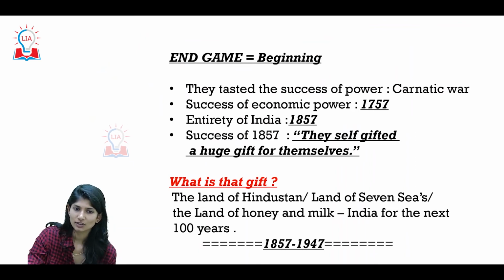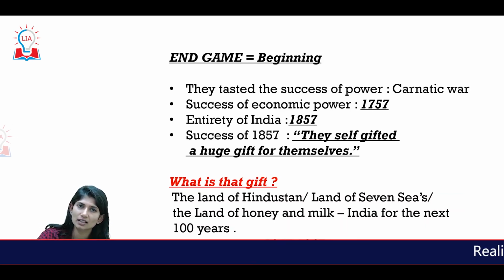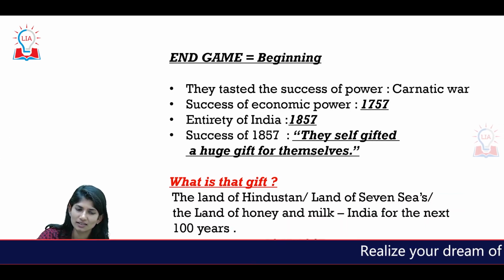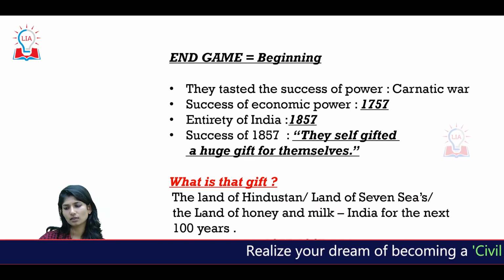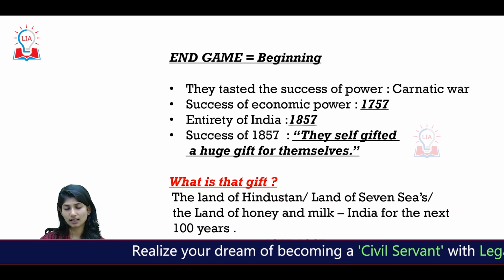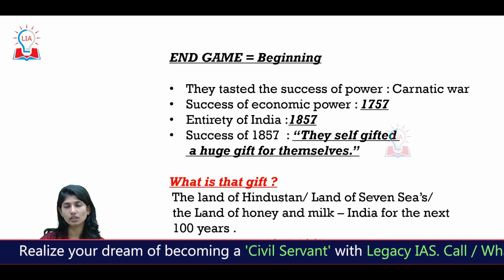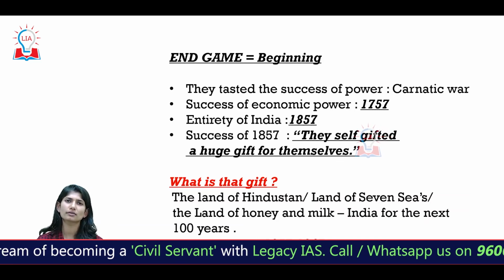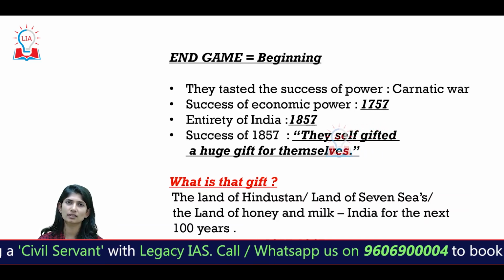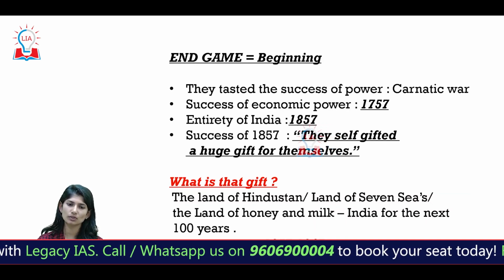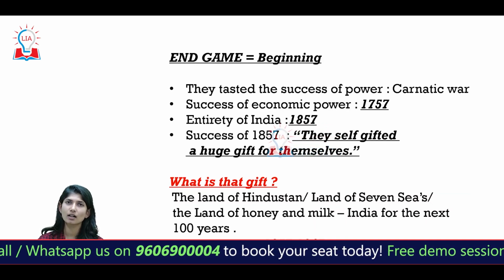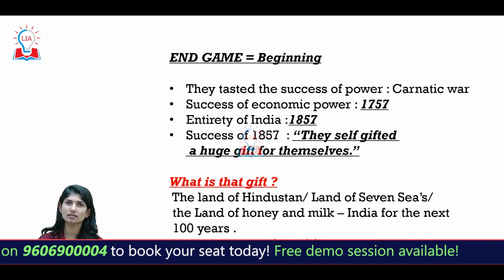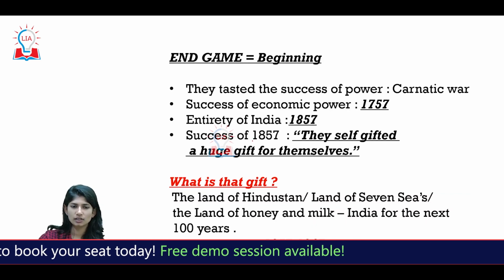Now, when they tasted the success of power for the first time in the Carnatic War, the success of economic power that they realized in the Battle of Plassy in 1757, the entirety of India came under their direct control in 1857. In 1857, when they were able to crush, defeat and suppress the 1857 mutiny or revolt, they gifted themselves, in that happiness. Now, what was that gift? That gift was what was called Hindustan or India, which they took for the next 100 years. 1857 to 1947.